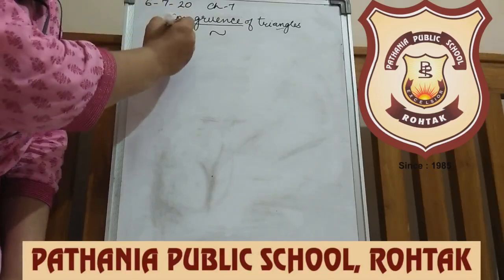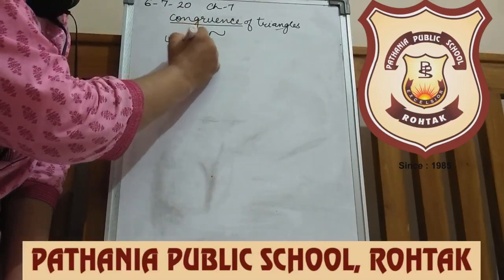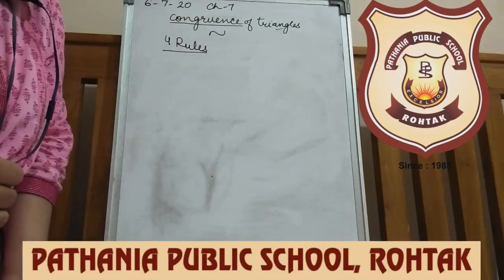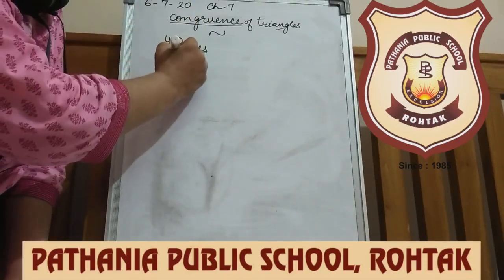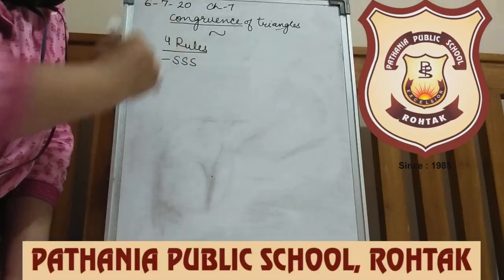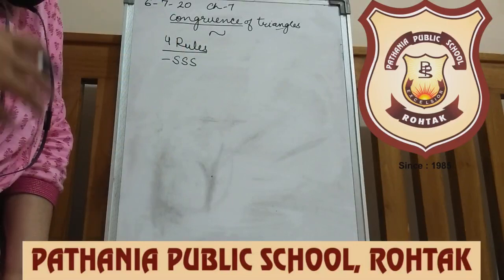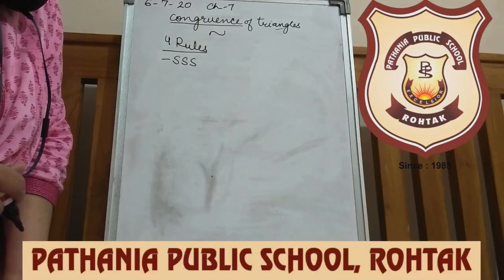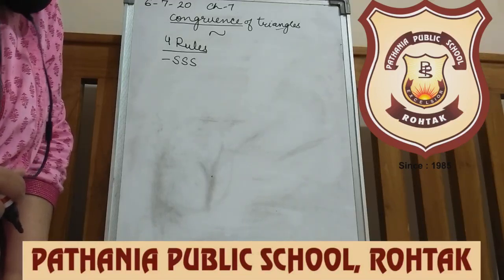Now here we have used 4 rules to explain that the triangles are congruent. The first rule was the triple S rule, in which when all the 3 sides of both the triangles are equal, the triangles are congruent. Congruent means when they are equal.